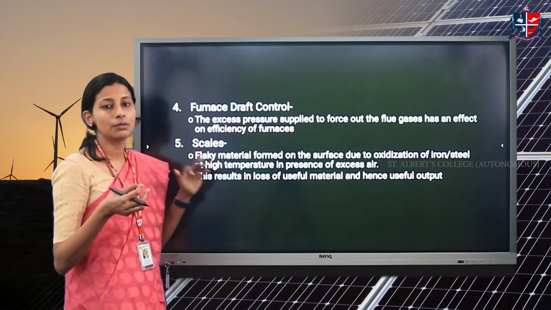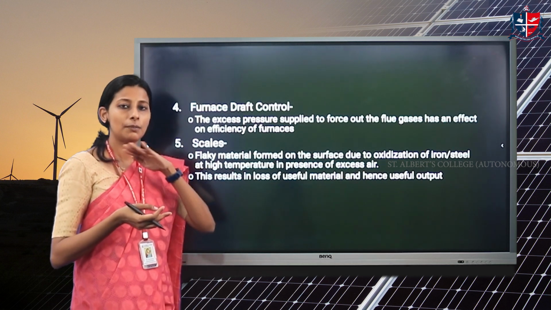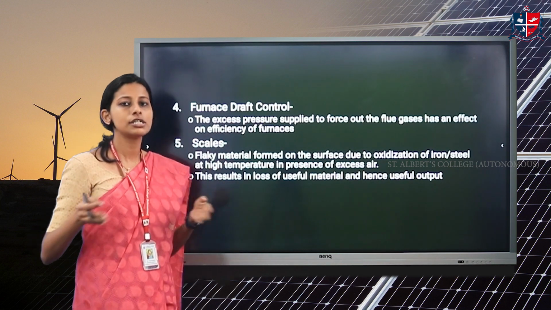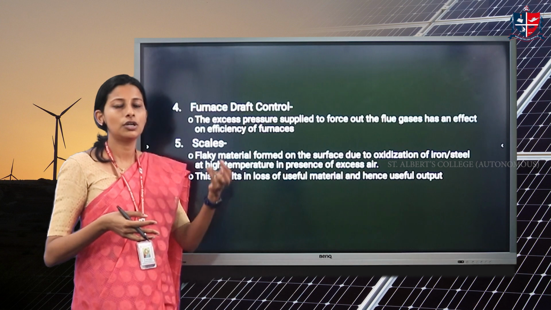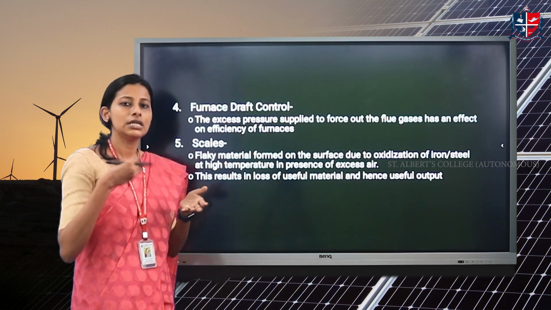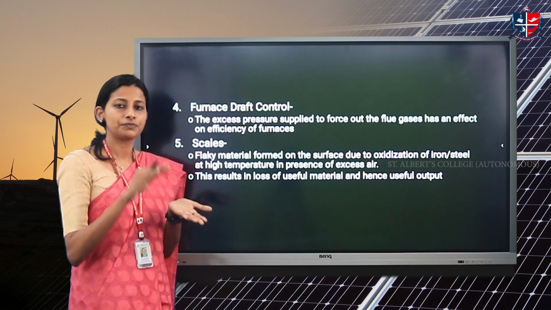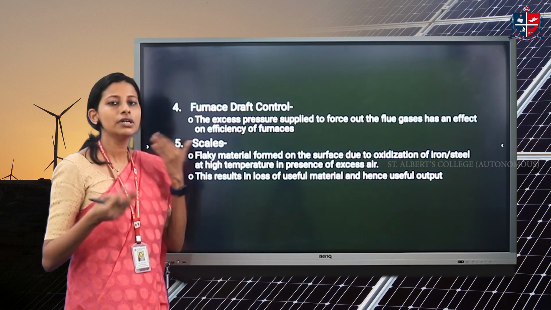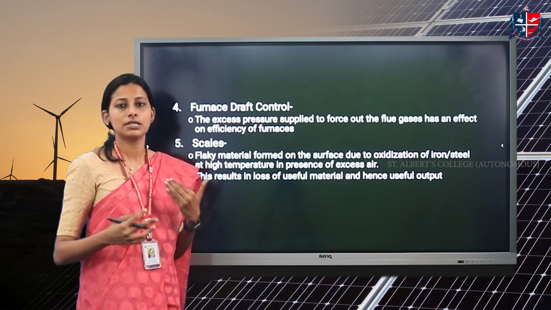Then we have the scaling problem. Scaling is nothing but the deposition of the material itself on the bottom or the walls of the furnace. This will eventually affect its performance. Even if it is steel, aluminum or copper, during the heating process a part of it will get deposited on the walls and cause permanent scaling. Through that, the efficiency will reduce a lot. So these are the different parameters which will affect the performance of a furnace.